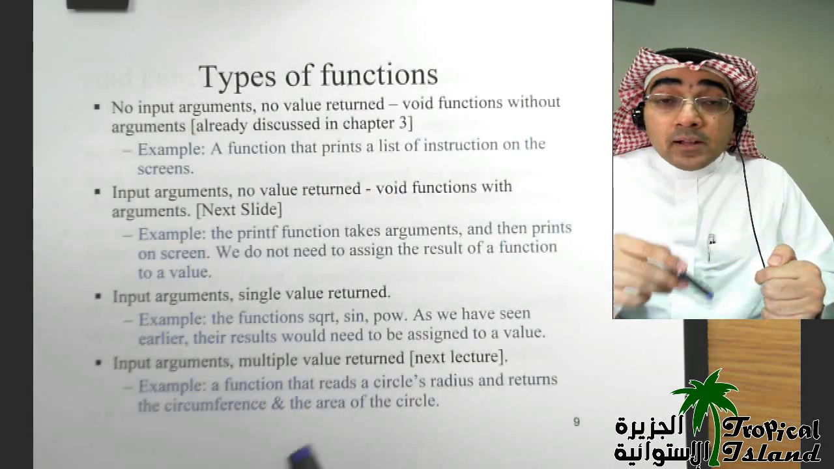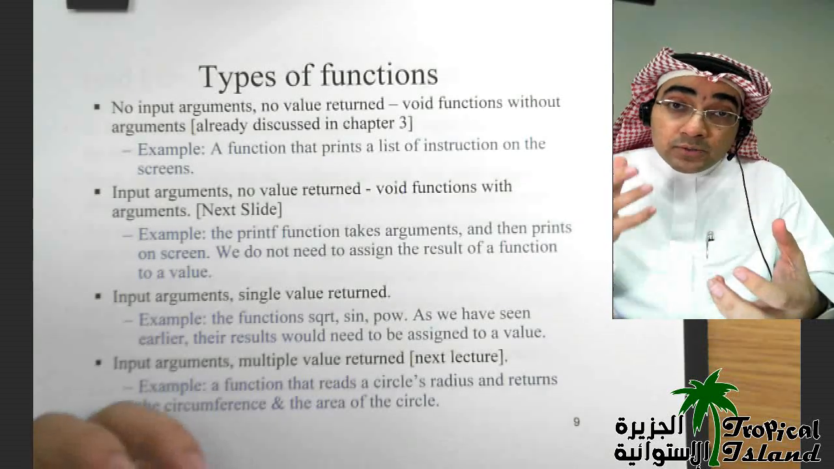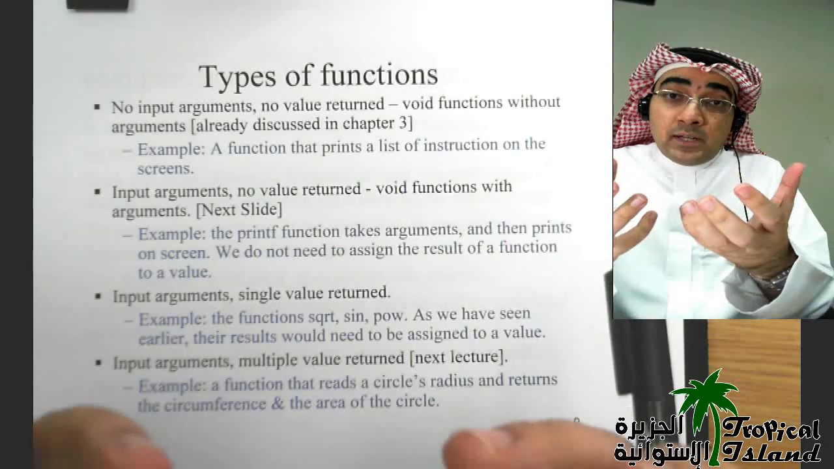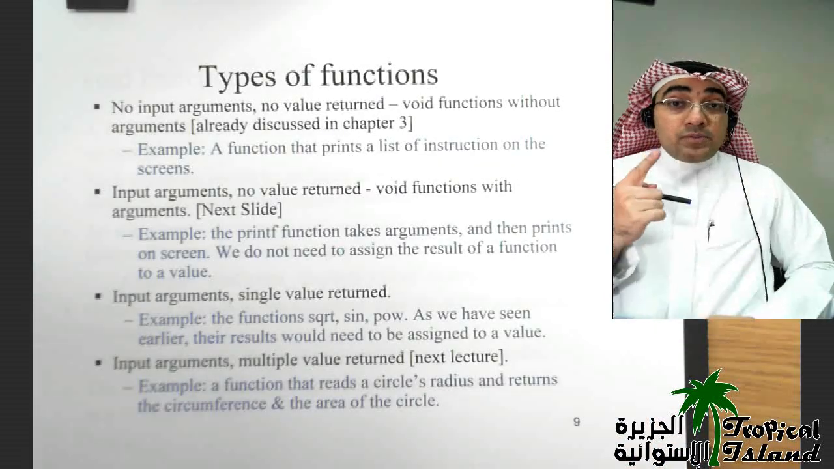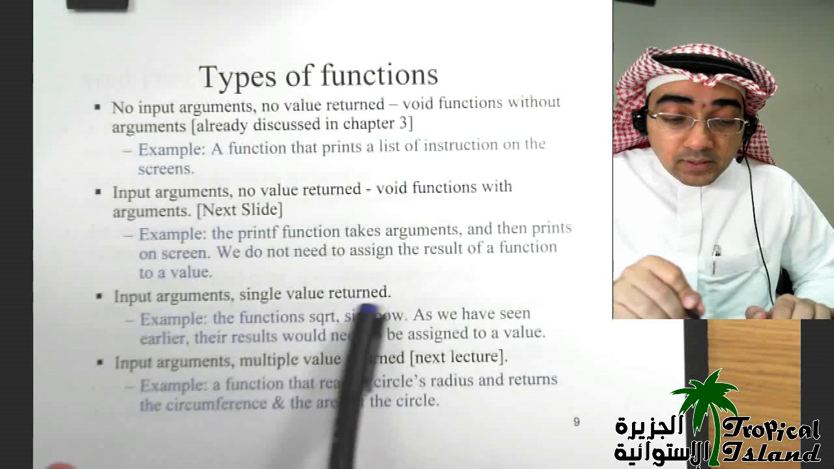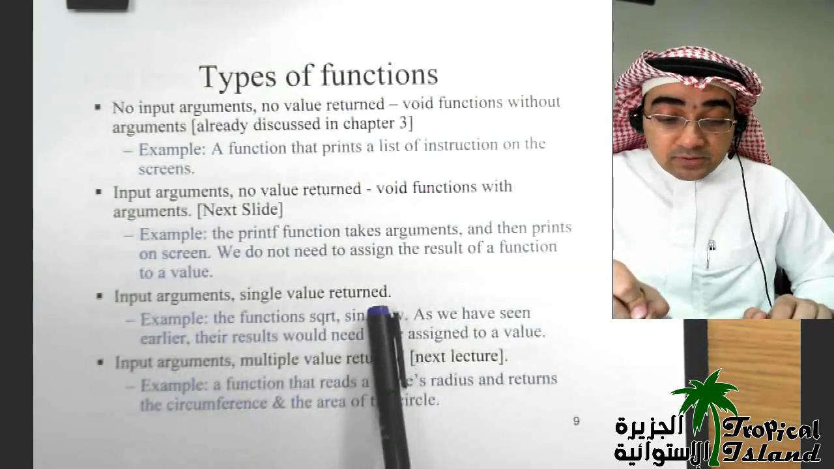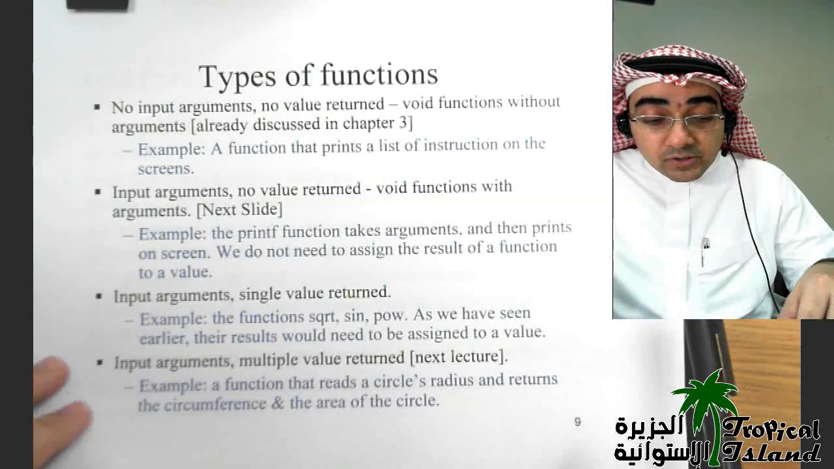So if you want, let's suppose, 2 to the power of 4, you give 2 and you give 4 to the function, and then you expect it to return one single number: a single output from multiple inputs. So you have input arguments and a single value returned. That's another type of function.